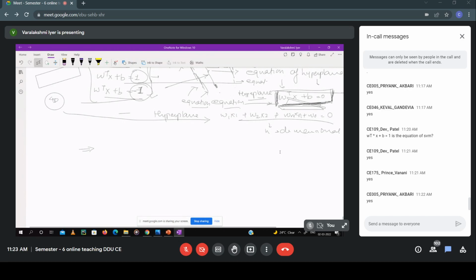Before we proceed, we'll define certain decision rules. If you recall, the decision rule in the case of logistic regression was: if W transpose X plus B is greater than 0, then it was identified as the 1 class, and if W transpose X plus B is less than 0, then it was identified as -1. Right now, we are taking 1 and -1 as the 2 classes in which we are trying to classify our data.